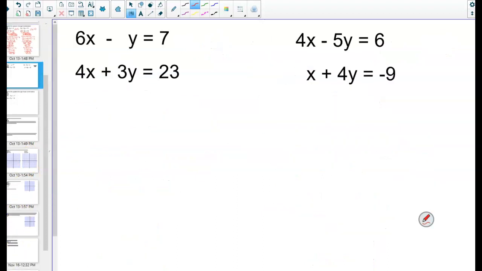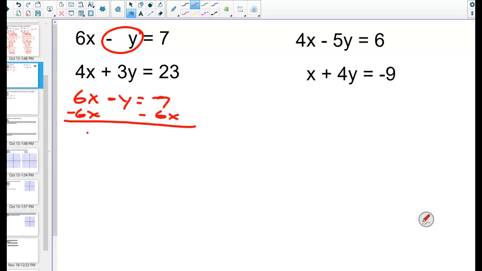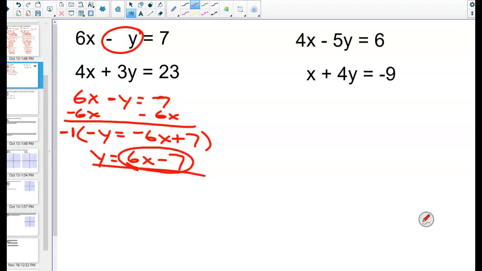All right, so with the y here. Now, this takes an extra step because the y is negative. So I subtract 6x on both sides. That's negative y equals negative 6x plus 7. You can't solve for a negative y. We need to multiply everything by a negative 1, so I get y equals 6x minus 7. This is what I'm plugging into my other equation.